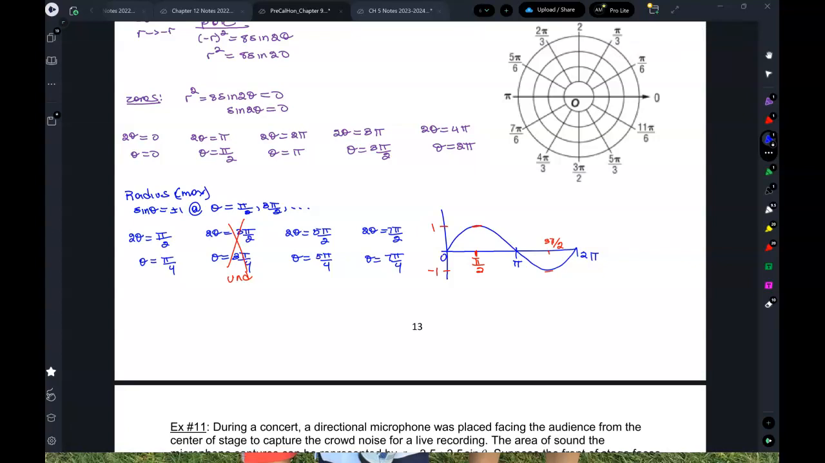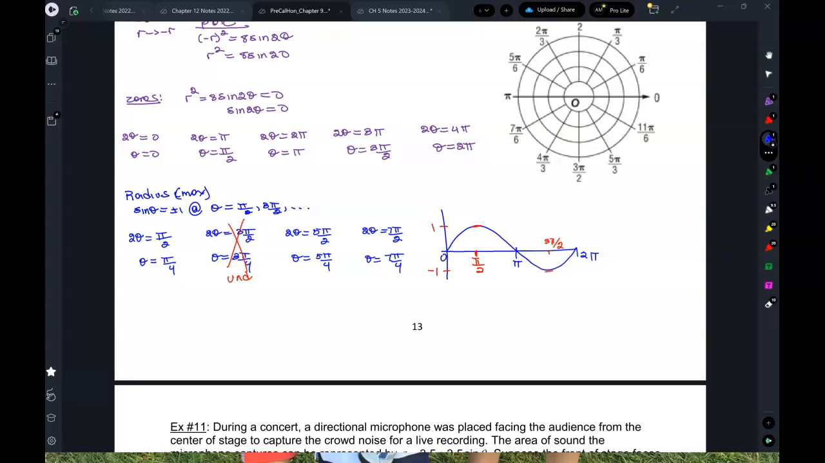So listen. So these are the values. Pi over 2, 3 pi over 2, 5 pi over 2, 7 pi over 2, where sine would be a maximum. It would be the farthest from the axis.